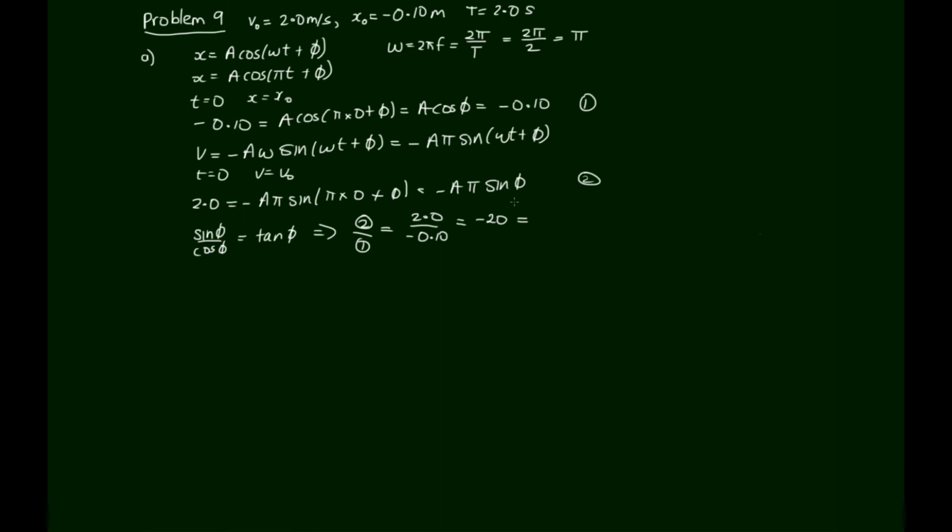And that is equal to, on the right-hand side of this, we've got minus a pi sine phi. And here on the right-hand side, we've got a cos phi. And so these a's cancel out, and the negatives also cancel out. So we can write this as 20 over pi is equal to sine phi on cos phi. And we know that this is equal to tan phi. So then using the calculator, we can say phi is equal to the inverse tan of 20 over pi.